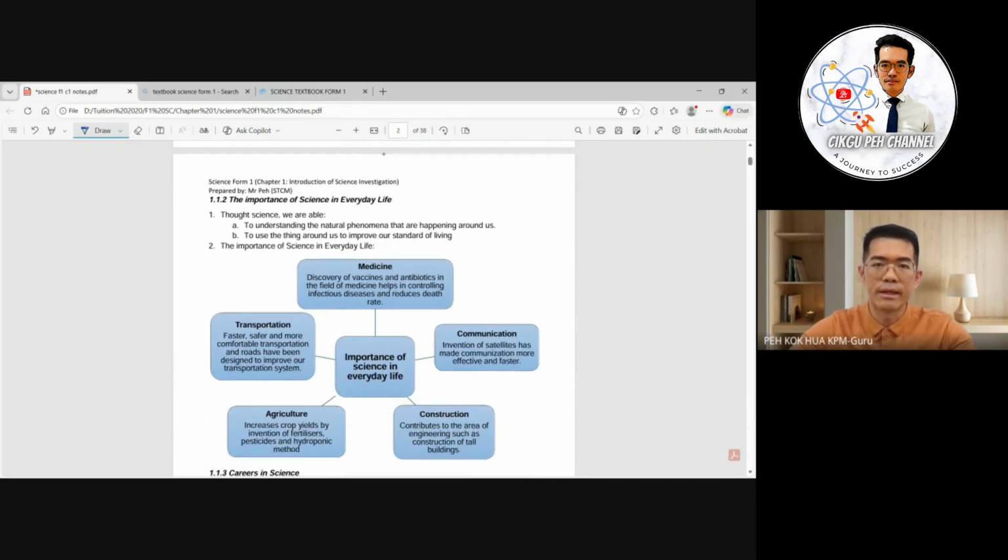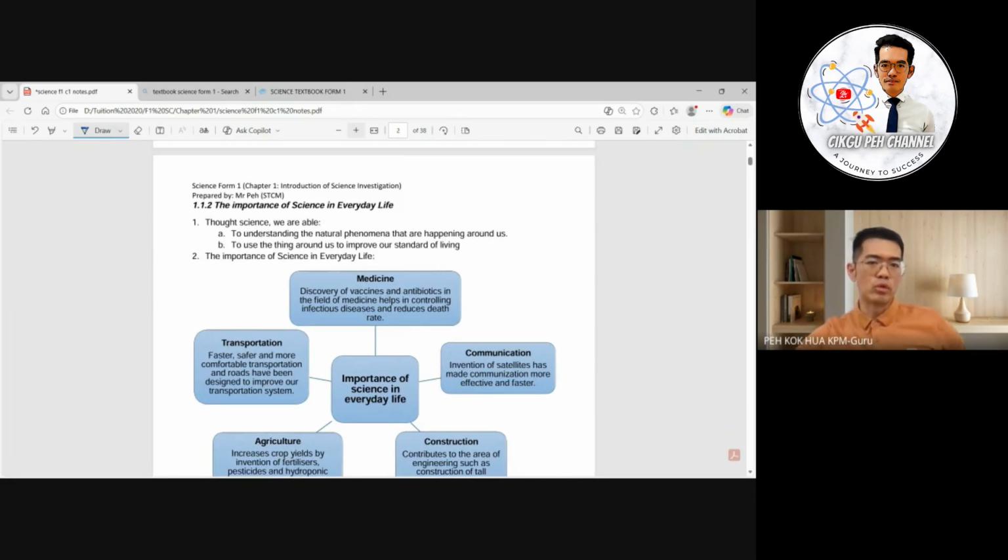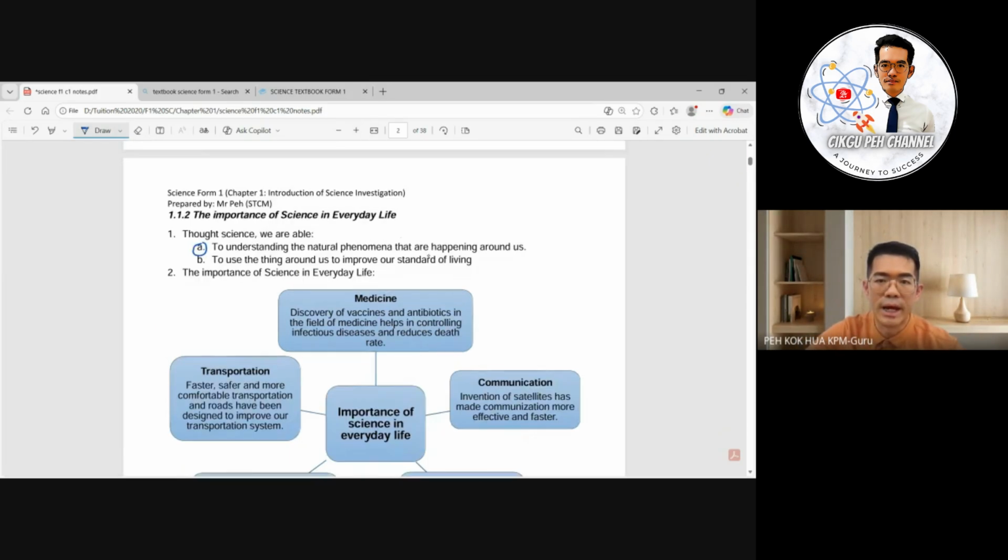Can you see the slide? Okay, page number 2 is 1.1.2, the importance of science in everyday life. Through science, we are able to understand the natural phenomena that are happening around us. So why do we want to learn about science?